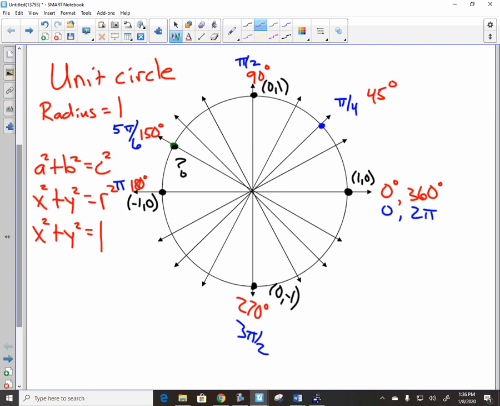So here's what we're going to be doing right now, folks. We're going to take this pi over 4 or 45 degree spot. We're going to figure out what that coordinate is. Just like this has a 1, 0, and this has a 0, 1, we're going to figure out what that coordinate is.